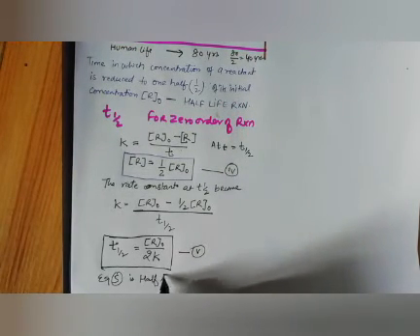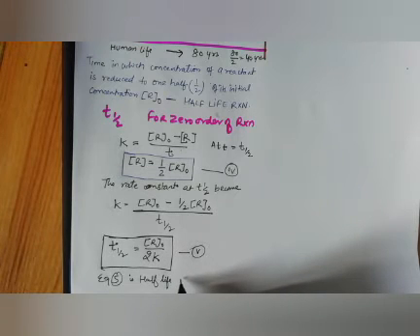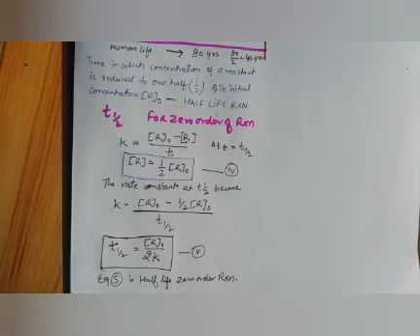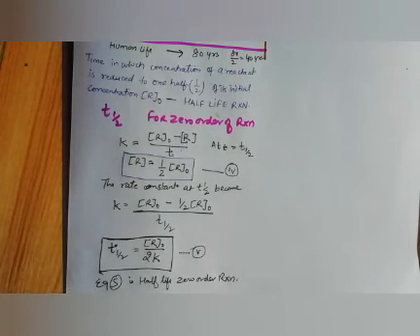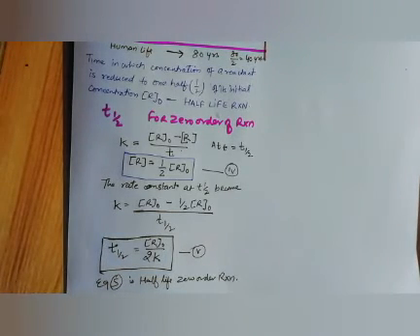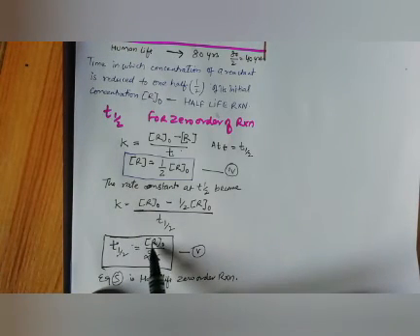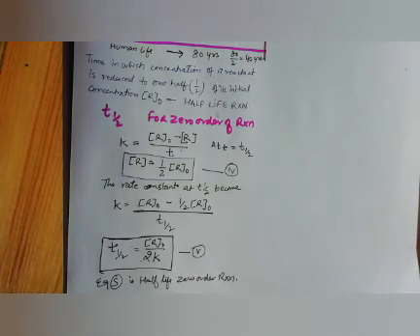So mathematically, this is equation 5, the half life of a zero order reaction. It is clear that T half for a zero order reaction is directly proportional to the initial concentration of the reactant R naught and inversely proportional to double the rate constant. So this is all about zero order reaction.